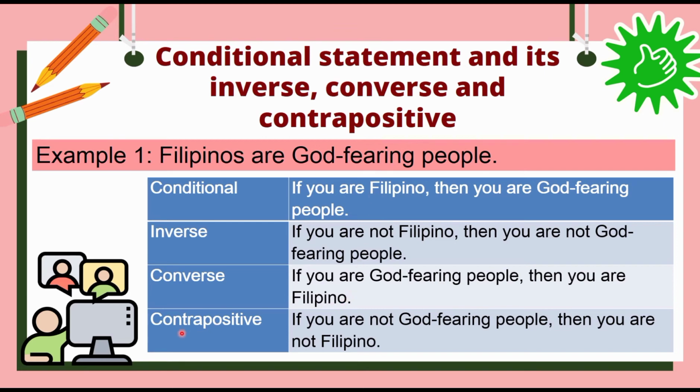And the last one is our contrapositive. For the contrapositive, we need to negate the hypothesis and conclusion of our converse. So: if you are not God-fearing people, then you are not Filipino. We just added "not". So that will be our conditional, inverse, converse, and contrapositive.